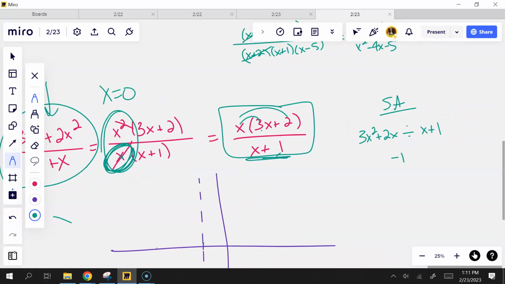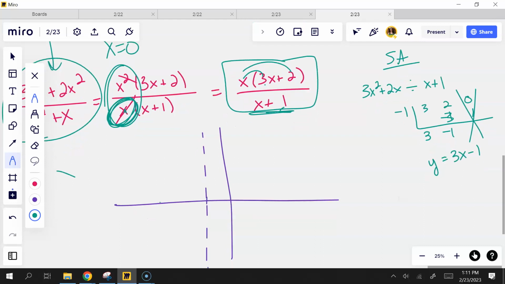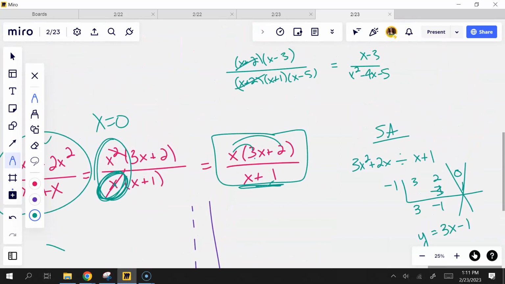All right, so let's see. -1, 3, 2, 0, 3, -3, -1. This doesn't matter, so I'm not going to worry about the remainder. So I get that this has a slant asymptote at y equals 3x minus 1. It is a line, as it should be. That's an asymptote.